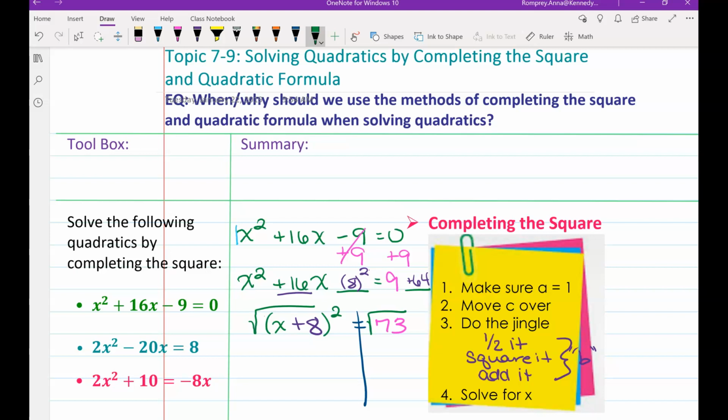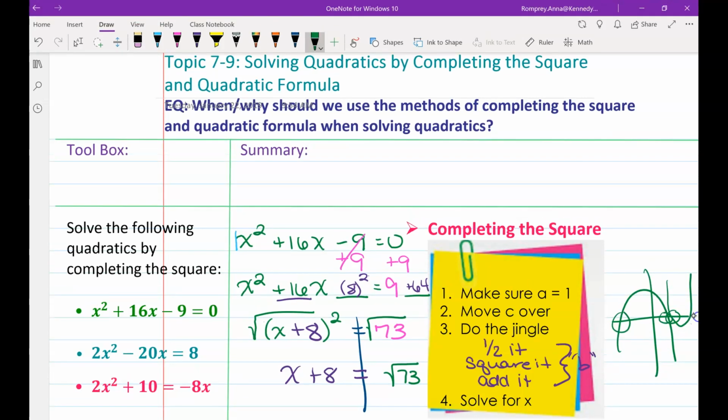So I take the square root of both sides, and I'm left with x plus 8 equals the square root of 73. Now, quadratics tend to have two solutions. Think about that u. If we graph the u, they can hit the x-axis up to 2 times. Do they have to have two solutions? No, they don't, but they can.